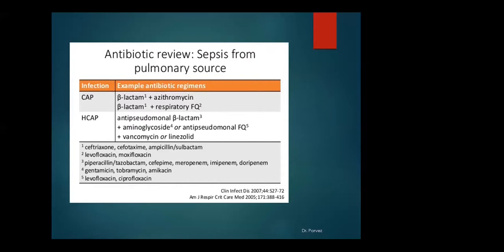So if the source of sepsis is from the lungs, a pulmonary source, we'll be discussing mainly hospital-acquired pneumonia. So we'll be using anti-pseudomonal beta-lactams, which are piperacillin-tazobactam, fourth generation cephalosporin or carbapenem, plus an aminoglycoside if the patient has normal renal function, and add vancomycin or linezolid. Linezolid is contraindicated in patients who have thrombocytopenia.